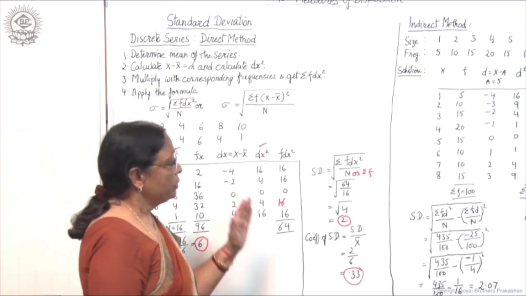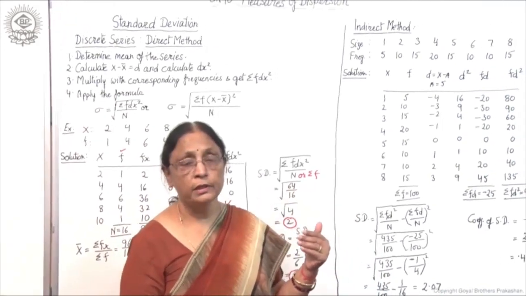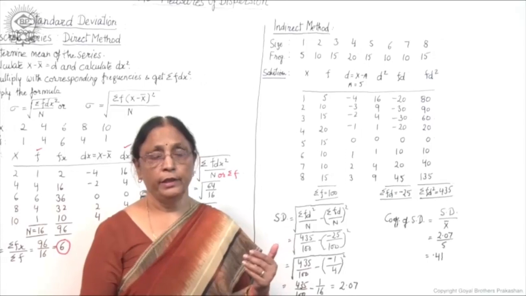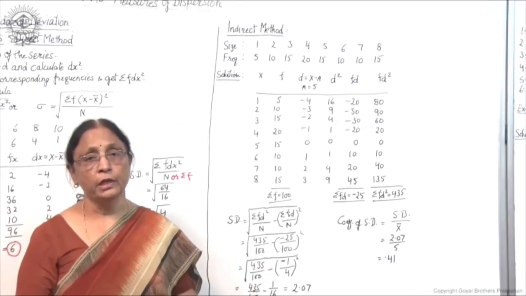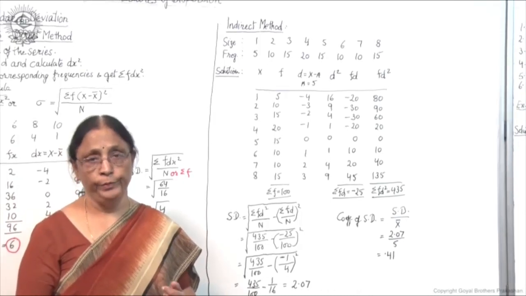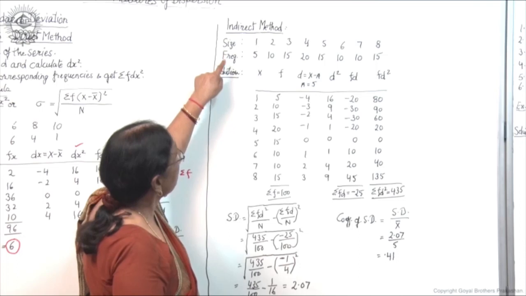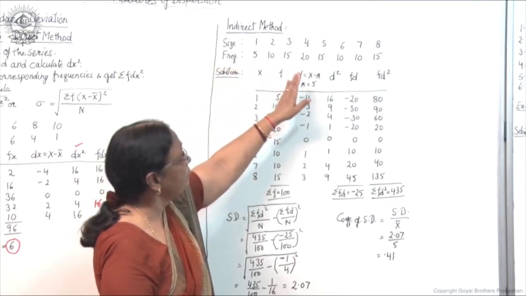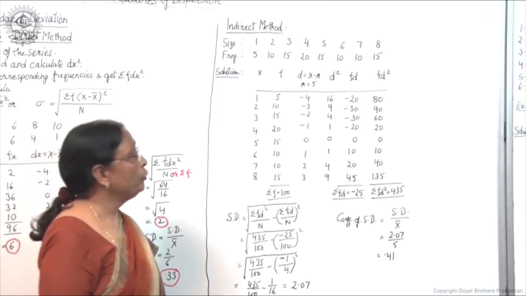Okay. So this is one of the methods you have done. Now next is the indirect method. Indirect method is the method in which deviations are taken out of an assumed mean, right. So for the indirect method, size and frequency, this is the data given to you. Now let us see how we do the calculation.